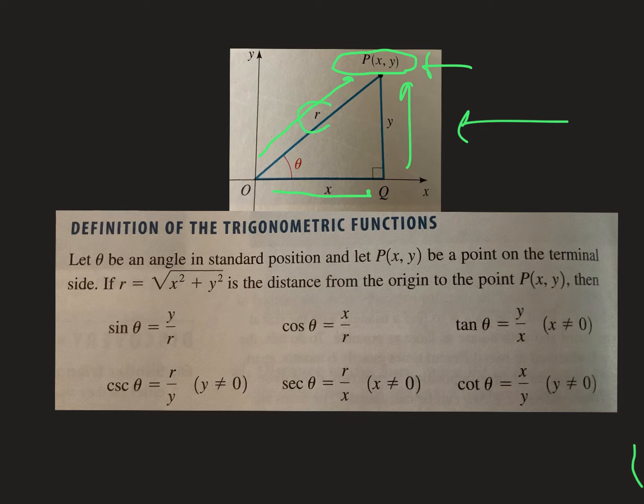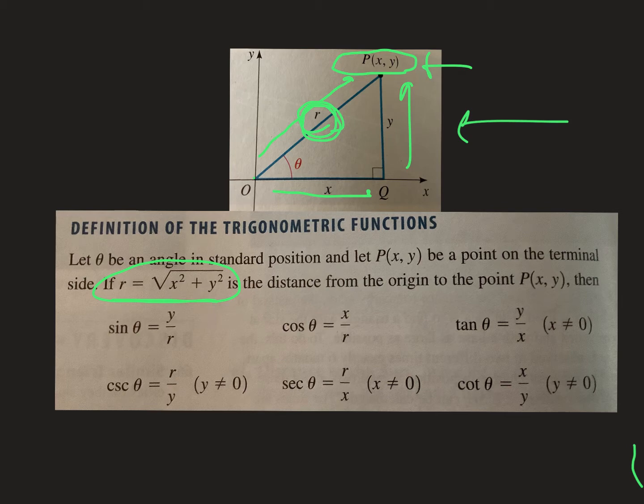The r is obviously the shortest distance, the line straight to the point, and it's the hypotenuse of the right triangle, which is important. So the length of r is the square root of x squared plus y squared, which is the Pythagorean theorem, by the way. All right, so that's how you find r. It's the distance from the origin to the point, and in the right triangle, it's the hypotenuse.